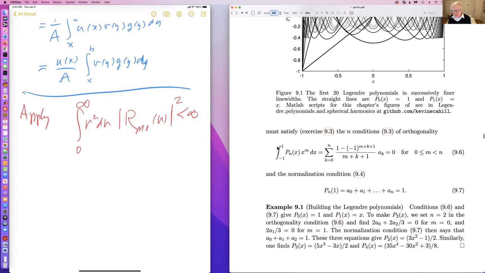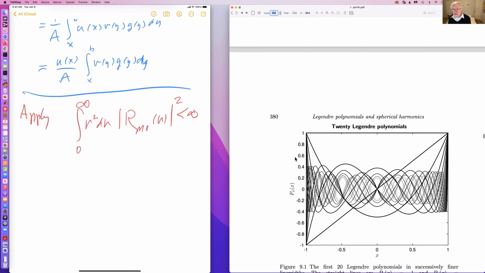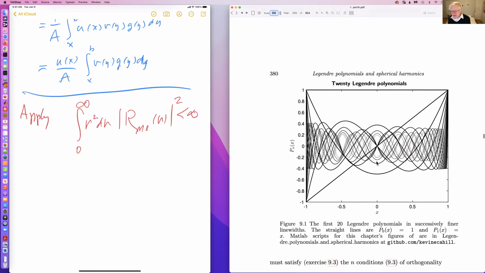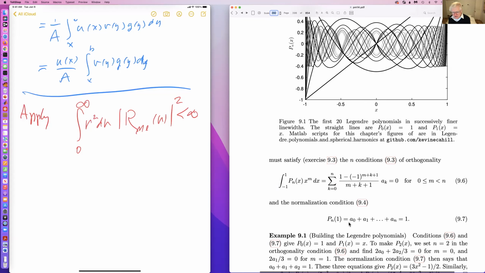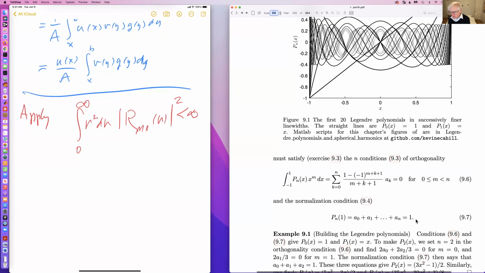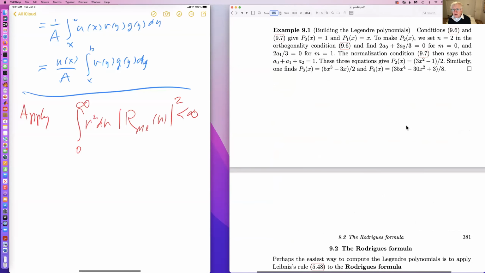So the conditions of orthonormality are, if you write Pn like this, then you get these n conditions, and then you have one more condition that the sum of all the a's be unity. And you can use those conditions to build the things up. P0 is 1, P1 is x, P2 I just mentioned. What's P3? P3 is 5x cubed minus 3x over 2. P4 is 35x to the 4th minus 30x squared plus 3 over 8.